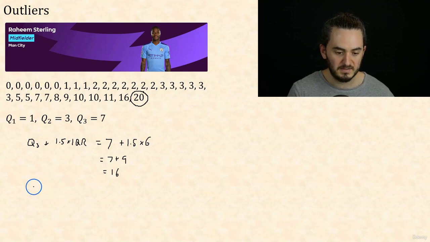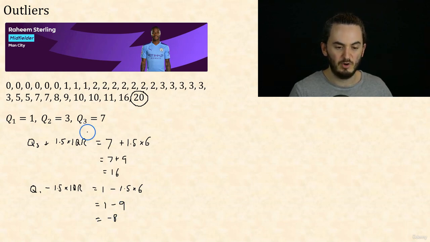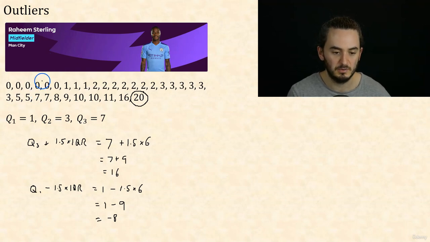At the bottom end, it's the lower quartile minus 1.5 interquartile ranges. So in our case, it's the lower quartile, which is 1, minus 1.5 lots of the interquartile range, which is 6, so 1 minus 9, or minus 8. So anything less than minus 8 is an outlier. Now, he never got anything less than negative 8. You can't get negative scores. Actually, you can, but he didn't get any. So that means there are no outliers at the bottom end for Raheem Sterling.